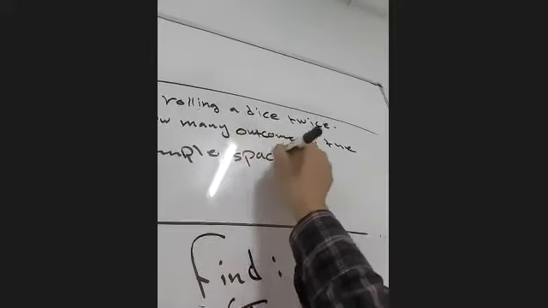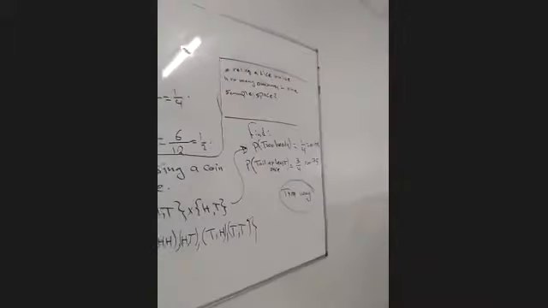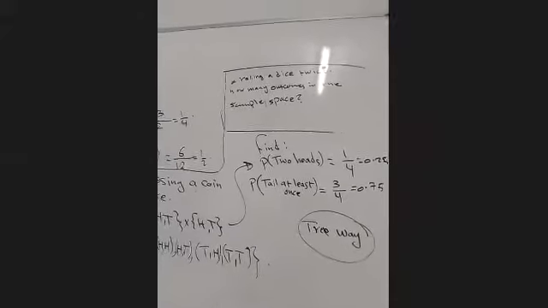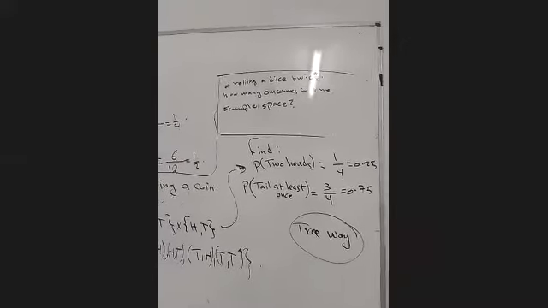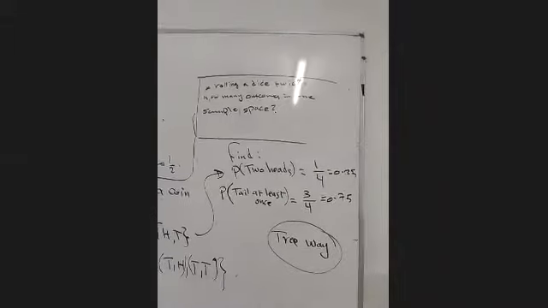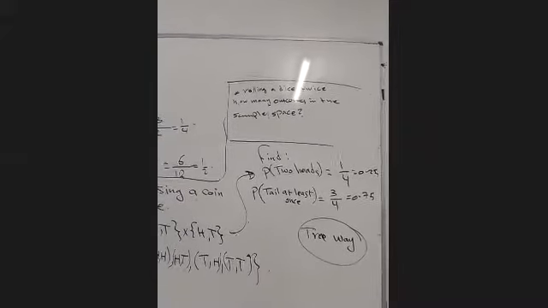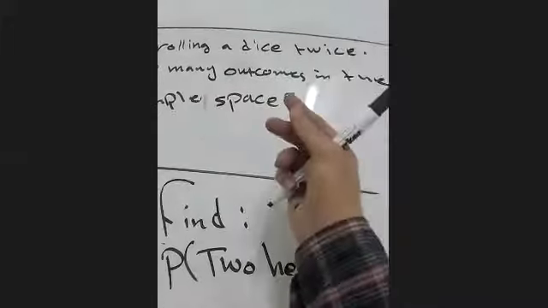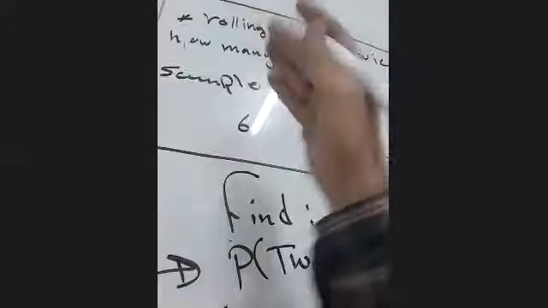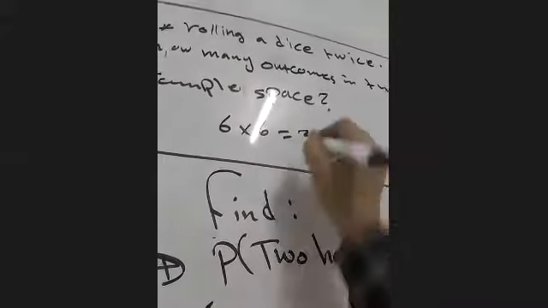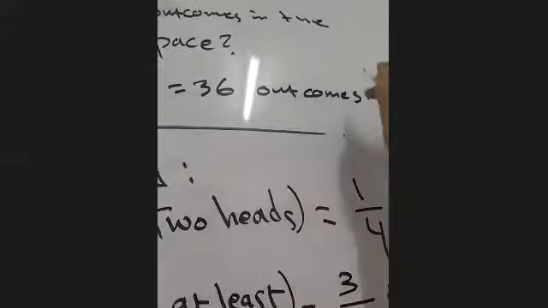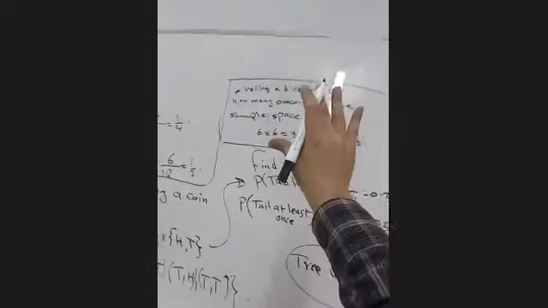Put your hands, guys, if you know the answer. I don't want the sample space, I want how many outcomes are in the sample space. 36. Why 36? Because you roll a dice twice. The first time, 6: 1, 2, 3, 4, 5, 6. The second time, also 6, which gives 36 outcomes. So you can know the number of outcomes without writing the sample space.